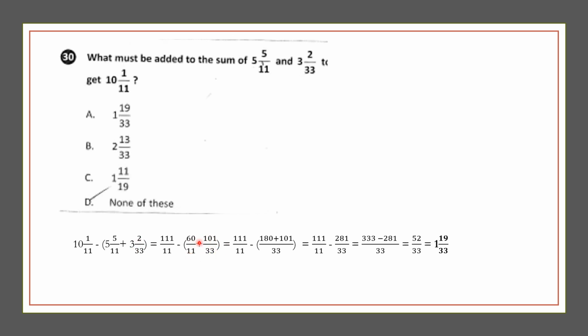Now let's take the LCM here. We get 180 plus 101. Then finally we will get this value, 52 divided by 33. And if we write it down, we can write it like that, 119 divided by 33. So our answer is option A.